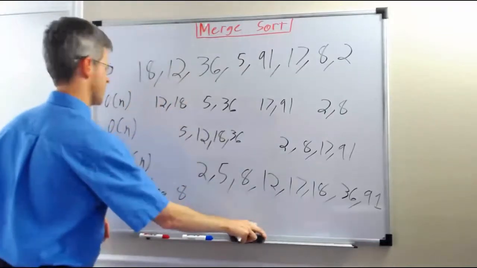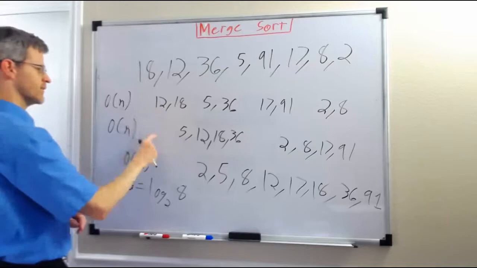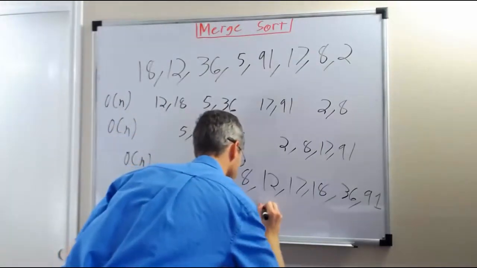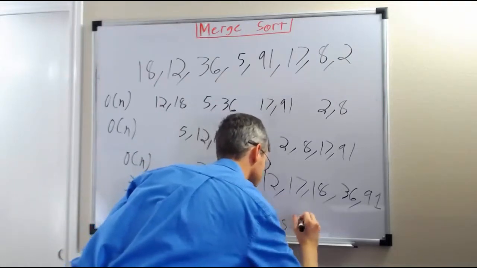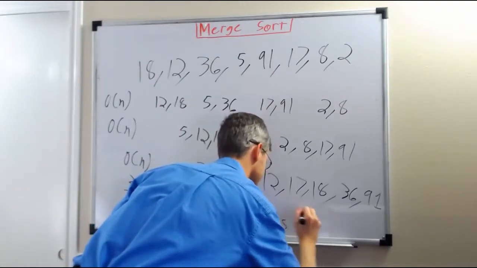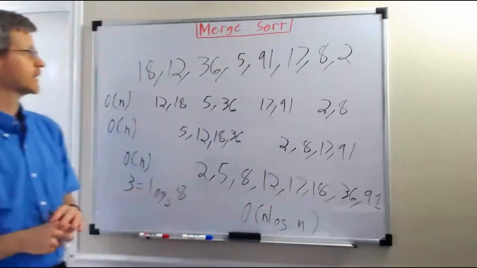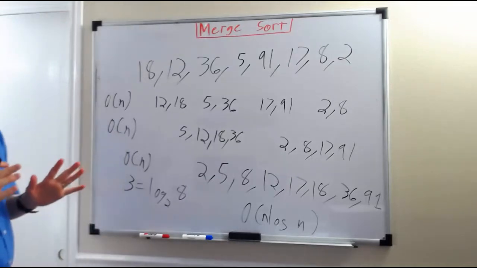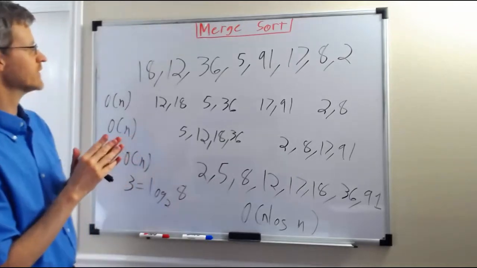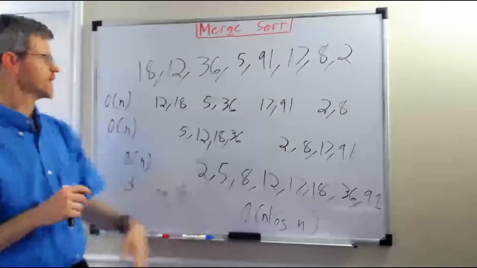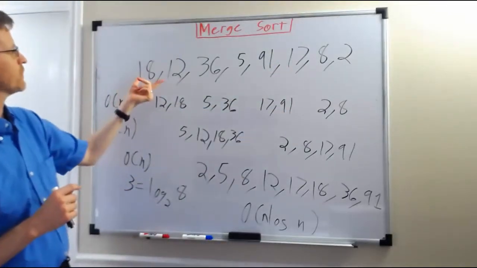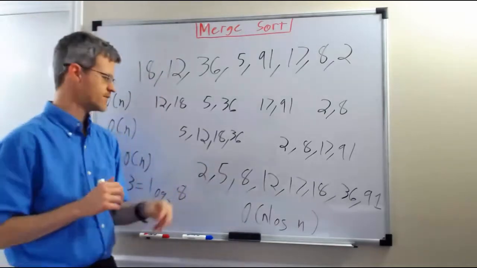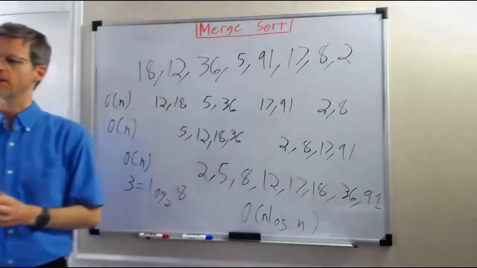So, O of n to make this, O of n to make this, O of n to make this. So all total, this was O of log base 2 of n times n, or O(n log n). So with merge sort, we just use our merge operation that only takes O of n to merge 2 lists over and over again, starting with small lists of length 1 that are by definition sorted, until at the end we have a list containing all of the elements that's sorted.